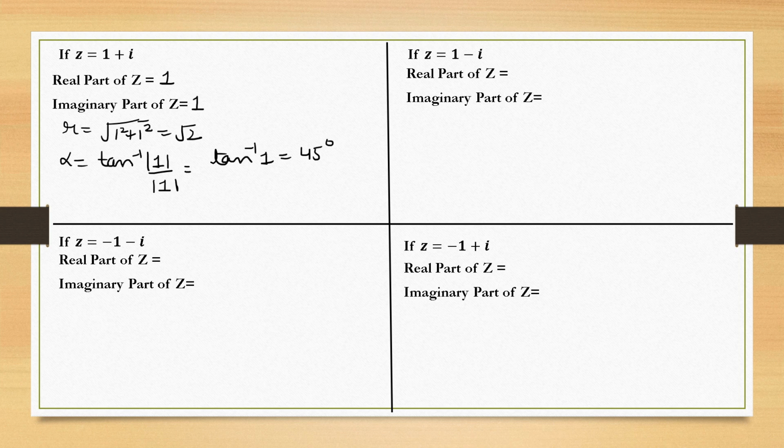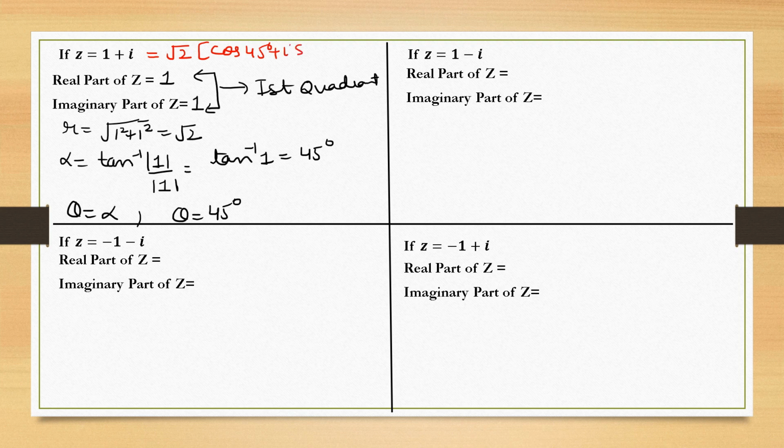And because x and y, the real and imaginary parts, are both positive here, this lies in the first quadrant. In the first quadrant, our theta is alpha, so theta is 45 degrees. So what is the r cos theta plus iota sin theta form of this number? That is root 2 cos 45 degrees plus iota sin 45 degrees, which means pi by 4. You may also write it like pi by 4.